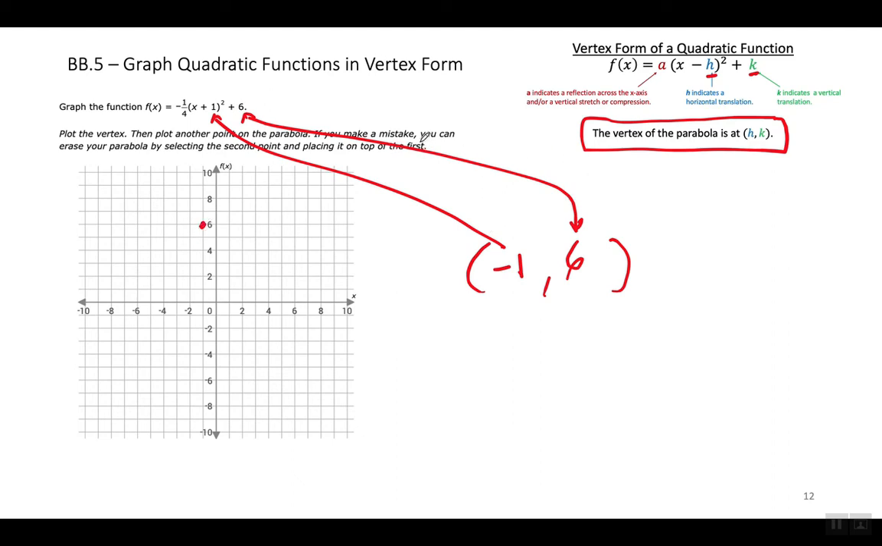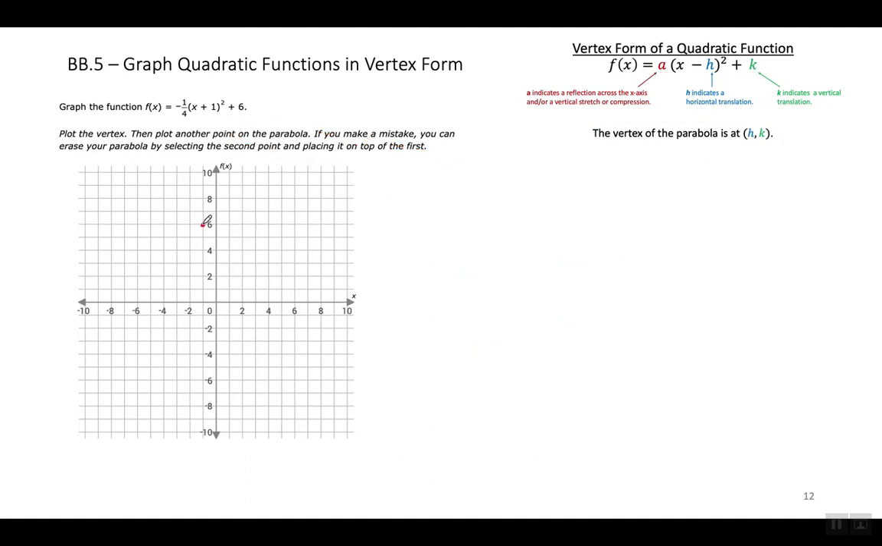Okay? Now, the a, what is a? A is negative 1/4. Remember, a is right here. Since a is negative, the parabola is going to open down. Okay, now let me erase all this. So my vertex is right there. The parabola is opening down.